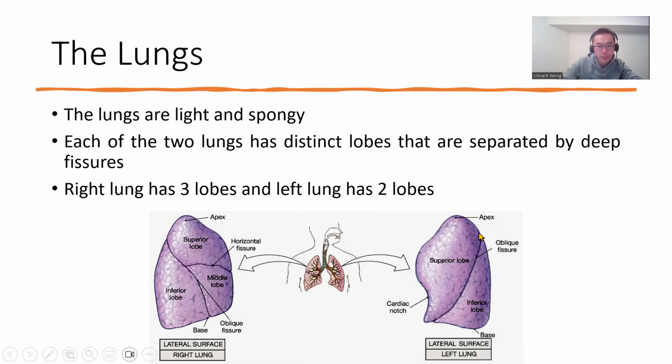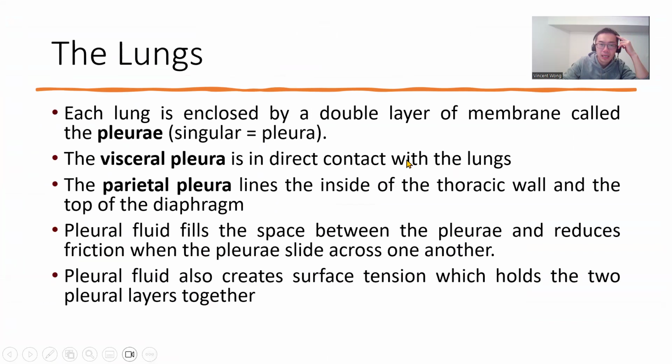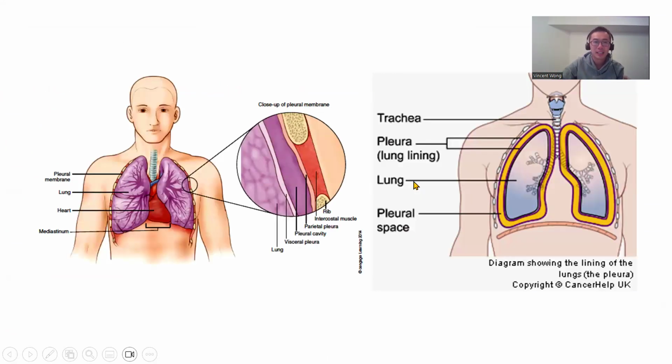So that's basically what we talked about, 3 lobes on the right and 2 lobes on the left. This is everything I told you about. I'm not gonna read it again. The visceral is in direct contact with the lungs. You can read it on your own. It's basically the same information I gave you as we were taking the notes. There's literally no new information here.